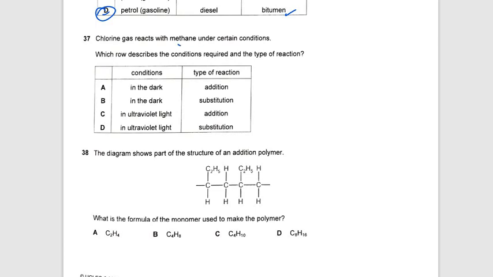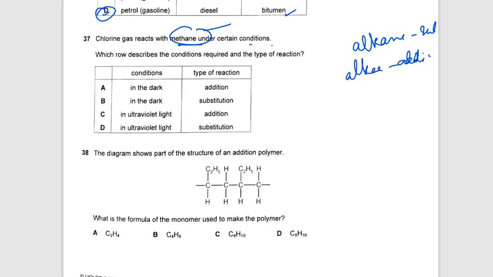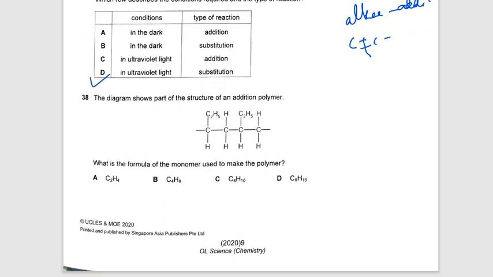Chlorine gas reacts with methane under certain conditions. So what is the condition? Methane is an alkane. Alkanes go through the substitution reaction, right? And what about alkenes? Alkenes go through the addition reaction. Why? Because addition means you have a double bond, you just break it and you add. So substitution is your B and D. Now you require ultraviolet light to initiate this reaction. So option D is correct.